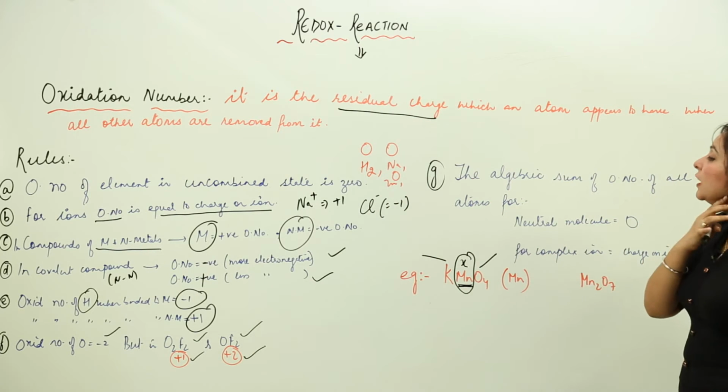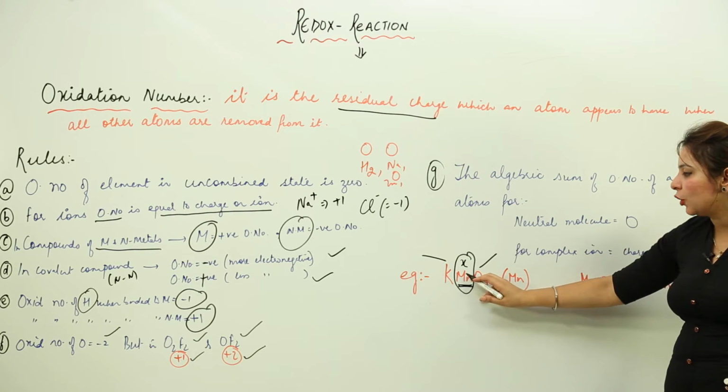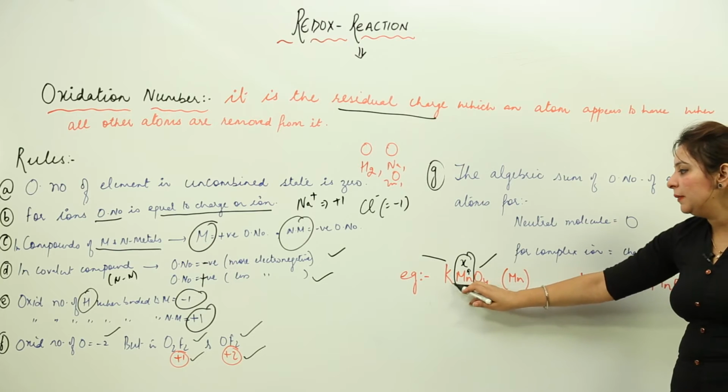Now if I need to find the oxidation number for Mn, obviously I will be adding all those things.